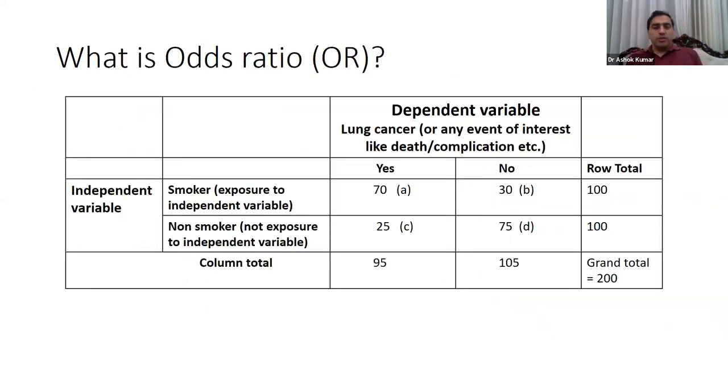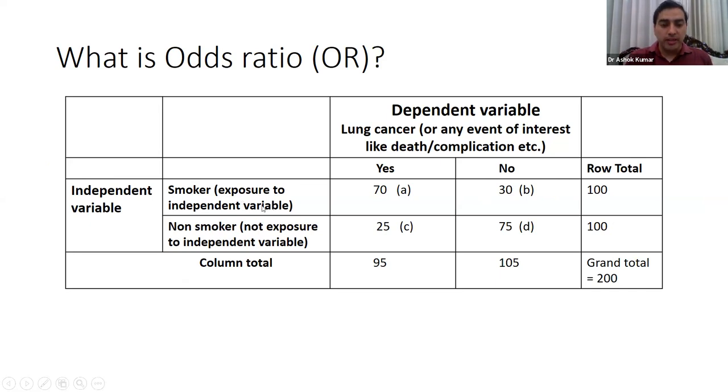Now, what is odds ratio? This is a 2 by 2 table, a very famous table. The dependent variable, you can see here, is lung cancer or any event of interest like death, complication, etc. And the independent variable is smoking. So what is our independent variable? Smoker, that is exposure to the independent variable. And non-smoker, that is not exposed to the independent variable. Please remember this.